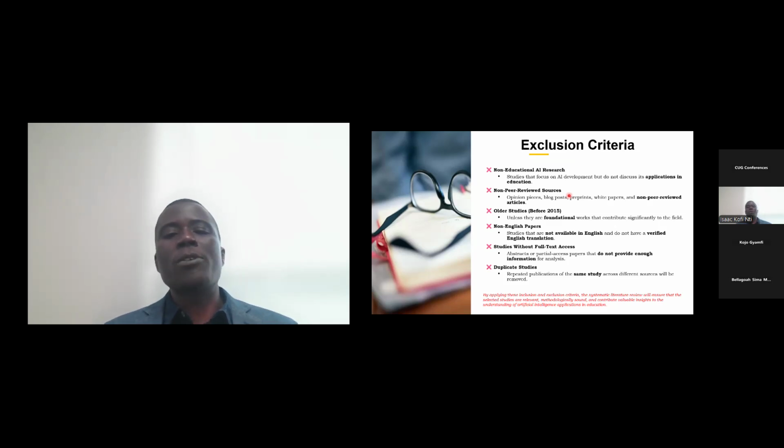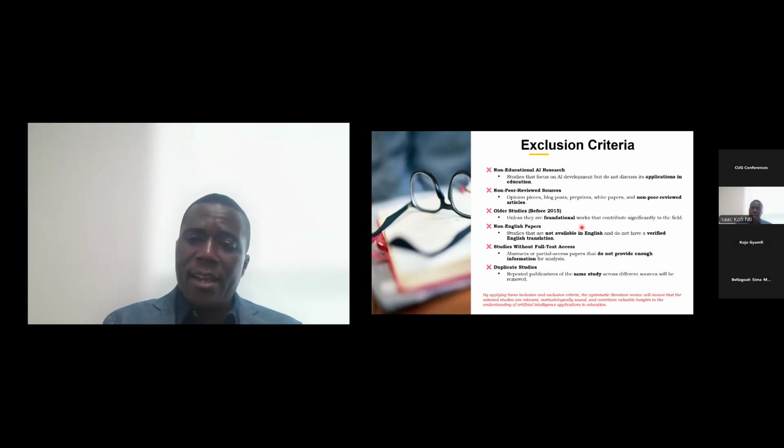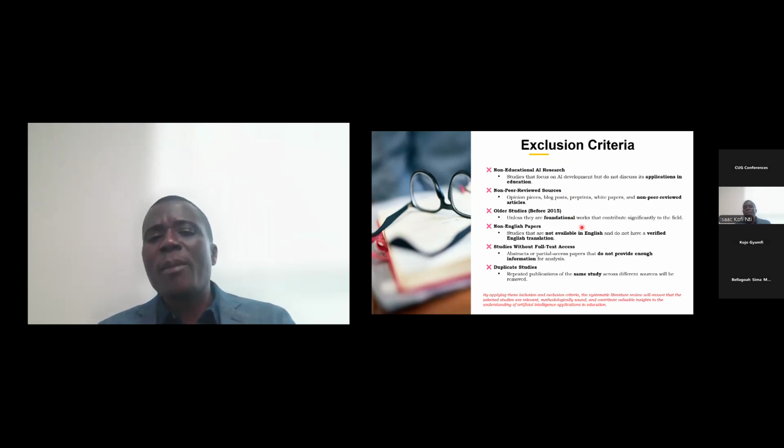Non-peer-reviewed sources, I'm going to exclude them, like preprints, blog posts, people's opinions, white papers. I'm going to exclude all of these from my research. Then older studies. So if I say I want to pick studies from 2015, then I'm going to drop every study that was published before. Then non-English papers.